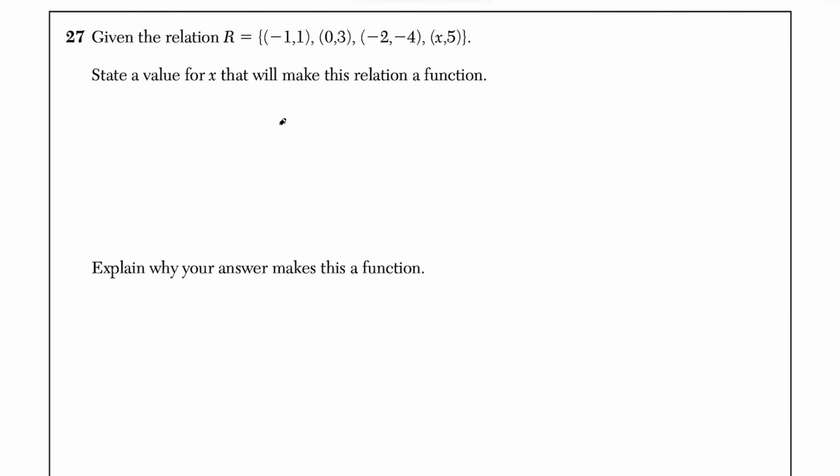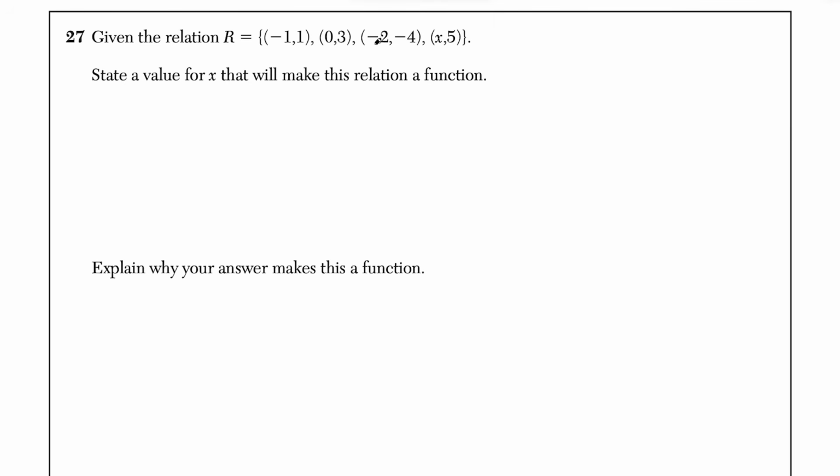Question 27, given the relation r equals, and we have the set of these 4 points, state a value for x that will make this relation a function. And we have to explain why our answer makes this a function. So when you want to turn a relation into a function, the thing you want to look out for is repeating x values. If your x values repeat, then the relation is not a function.